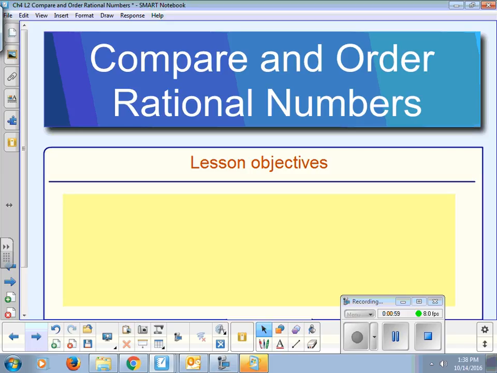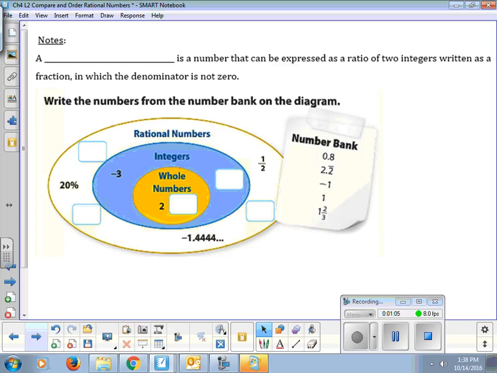We're going over rational numbers today. We will be comparing and ordering rational numbers. Okay, our first vocabulary word is rational number. A rational number is a number that can be expressed as a ratio of two integers written as a fraction in which the denominator is not 0.